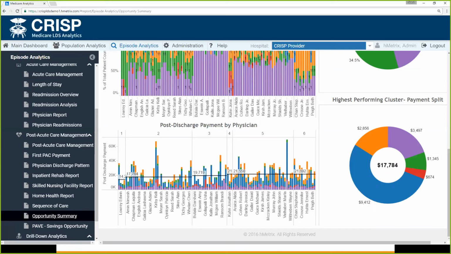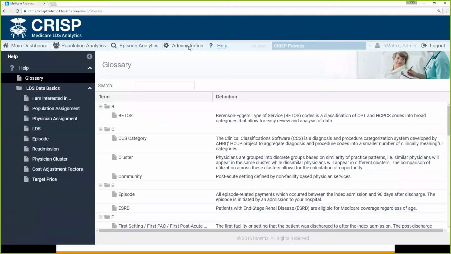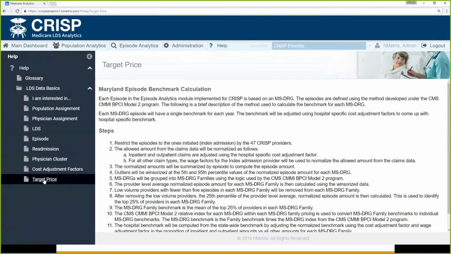The first question that came in is, how is the average target price calculated? Before we get that answer, I'd just like to point out that several of these questions were already anticipated and are available in the help section. So Matt, if you could just take us to the help section and then just give us a brief answer, that'd be great. Yep, so right here we have the target price and it gives you the steps that we use to actually calculate the target price.